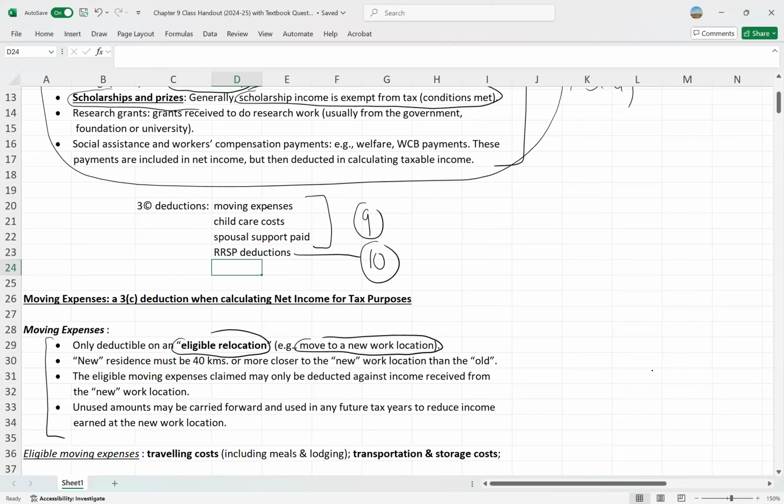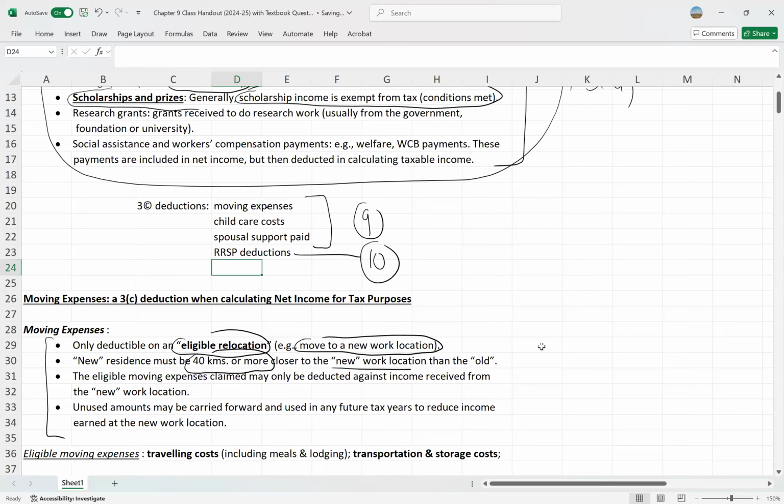Now, the move that you make to this new residence must bring you 40 kilometers or more closer to your new work location. So, for example, if you were starting a new job in Burnaby, and you were living in North Vancouver, and you moved from North Vancouver to Burnaby, that distance is not 40 kilometers or more, so that would not qualify. So generally, we're looking at longer distances.